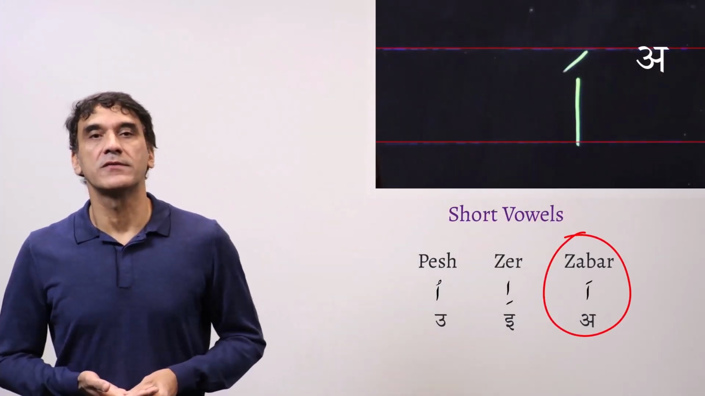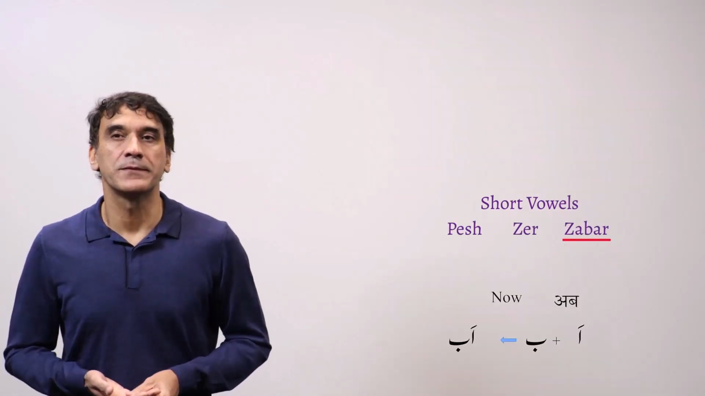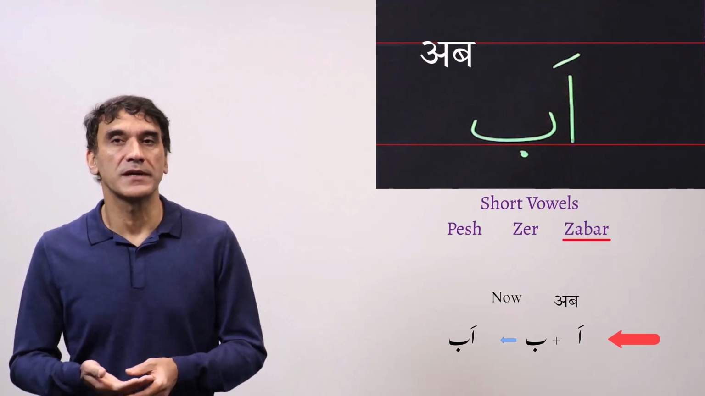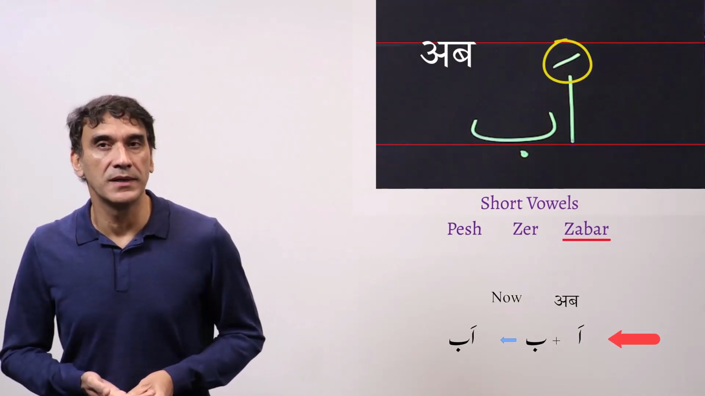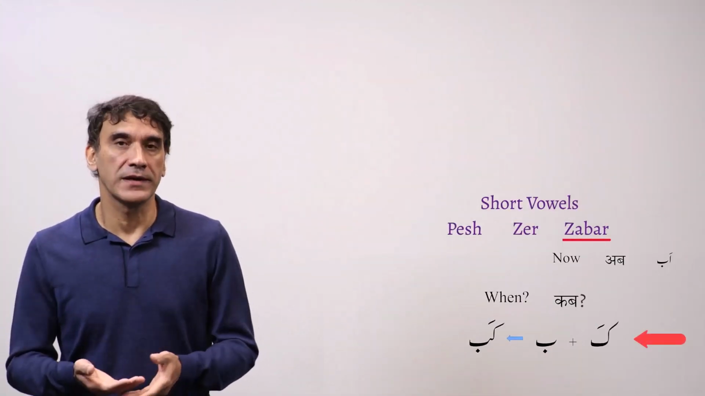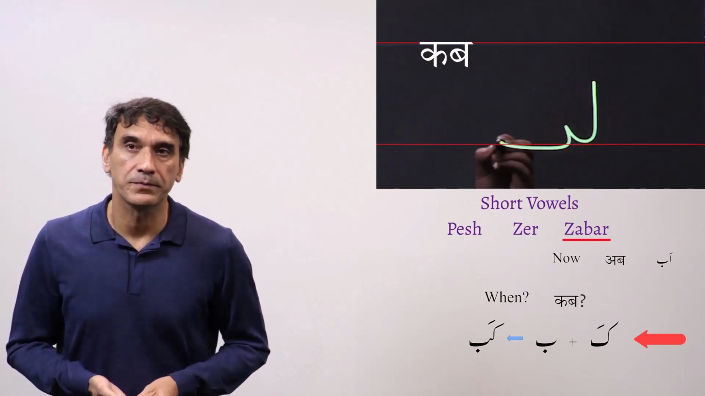It represents the inherent a vowel in Hindi. Let's take some words. The first word is Ab, meaning now. So Alif Zabar A plus Be, Ab, Ab. The next word is Kab, meaning when. The question word, the interrogative word Kab, when.